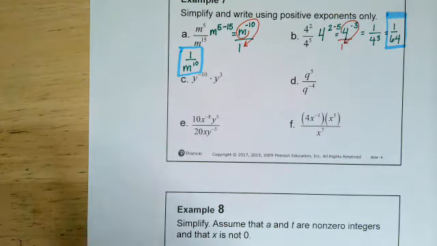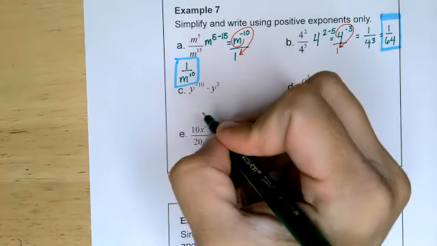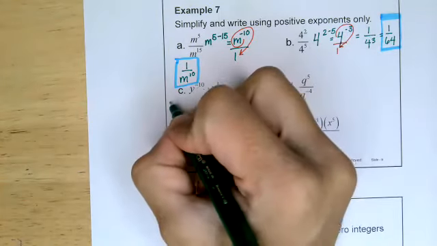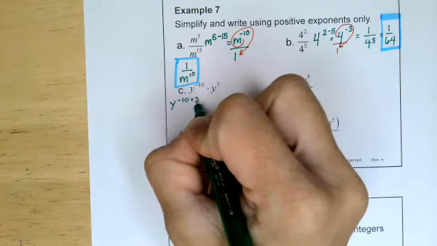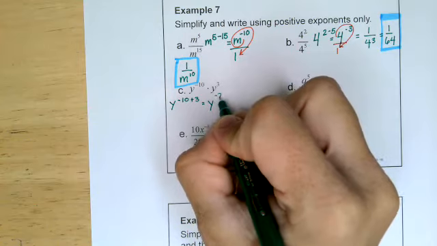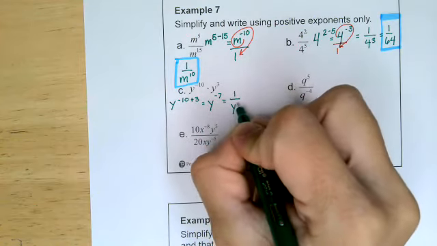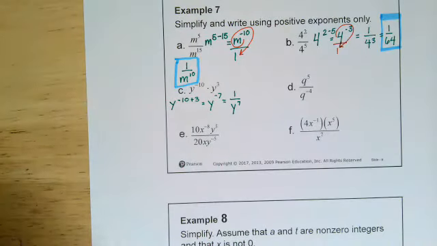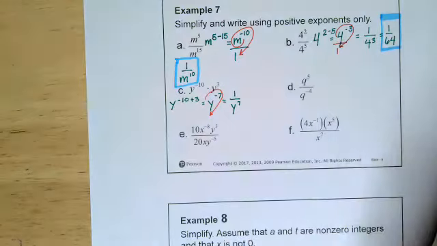y to the negative 10th times y to the 3rd. That is y to the negative 10th plus 3, which becomes y to the negative 7th, which means it is 1 over y to the 7th, right? We took that, we need to move it down.